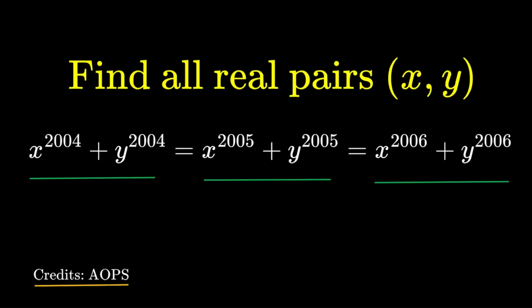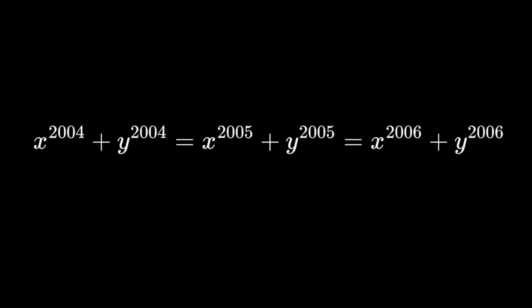Essentially, this equation is going to give us three different sets of equations. These first two belong to the first equation, the second and the third form the second equation, and the first and the last form the third equation. So this should be more than enough to help us get the values of x and y.